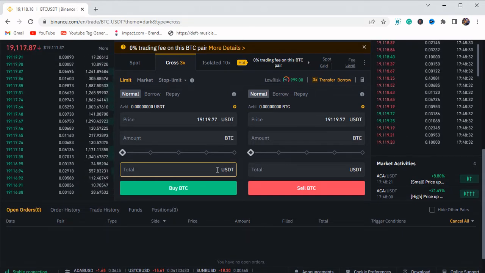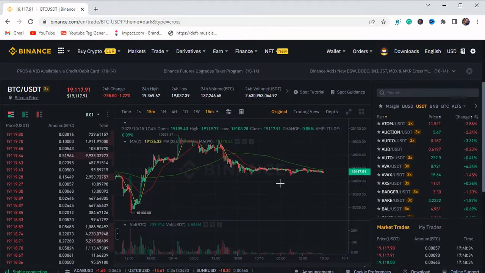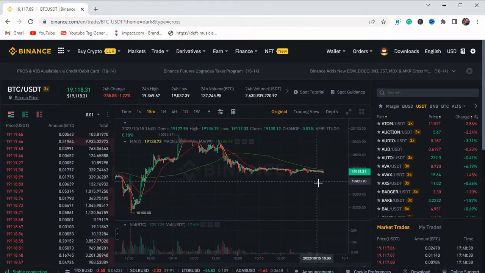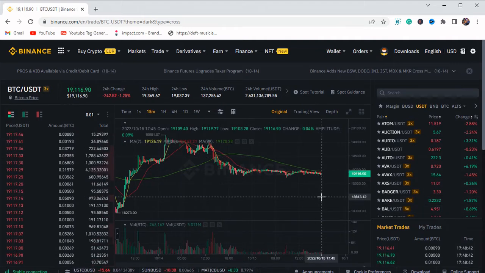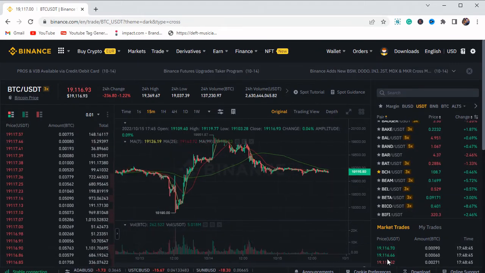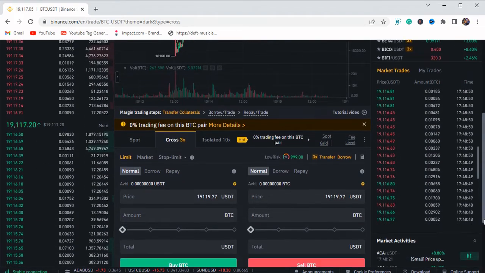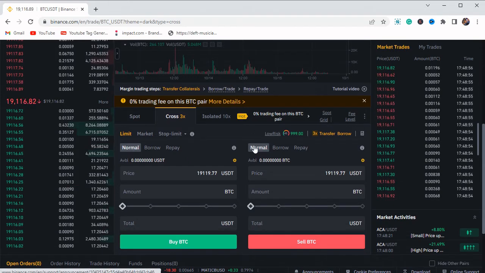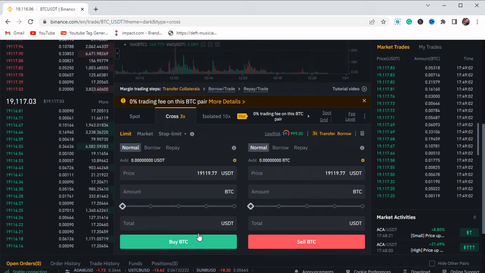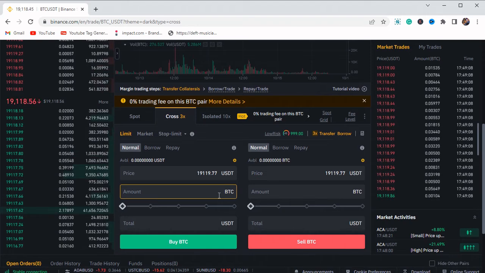So right now we are going to sell because the moving averages are above the candlesticks. So we are going to sell, these three moving averages, the lines, they are above the candlesticks. To sell, what we need to do is scroll down to our positions here. You can see we have 0% trading fee on BTC pair. So that means if we are trading BTC, we are not going to pay any fees to Binance. This is the main reason why I said we are going to be trading BTC USDT alone.